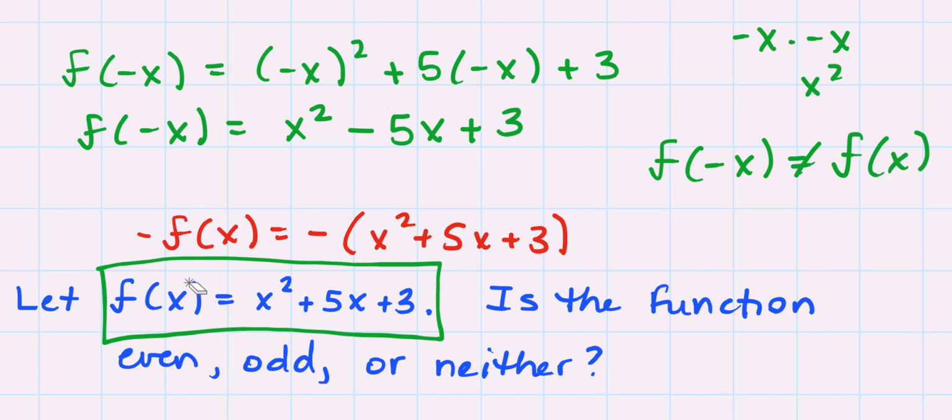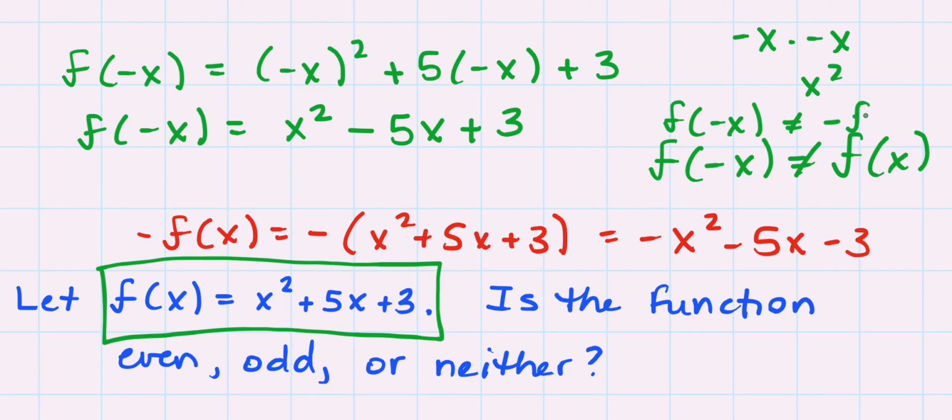All I'm doing here is taking f of x and putting a negative on the outside, so I put a negative on the outside of this piece. And what I get is negative x squared minus 5x minus 3. So that's the negative of the function. And you can see these aren't equal. I do have the negative here, but now this is negative and this is negative. So it's not even and it's not odd. So this piece that we were looking for is not true. So it's neither.